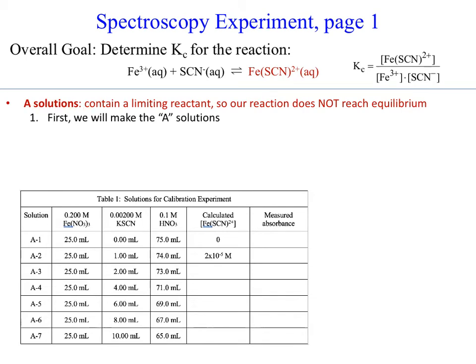And the A solutions contain a limiting reactant, so the reaction does not reach equilibrium. So I can see I've got 0.2 molar iron nitrate and 0.002 molar KSCN. So the KSCN is your limiting reactant because the molarity is much smaller. We also have a smaller volume for each of the A solutions that we're going to make.